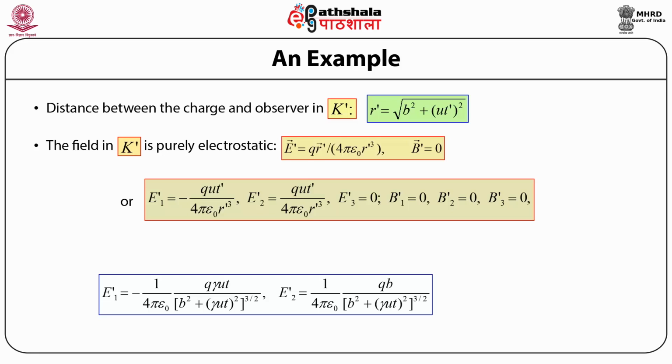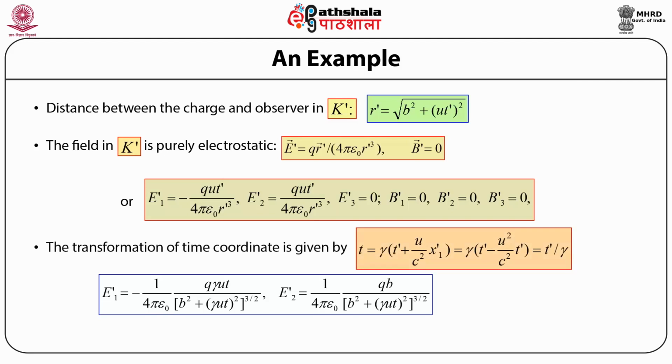E prime subscript 2 is equal to q times u times t prime upon 4 pi epsilon naught r prime cube, and E prime subscript 3 is equal to 0, while B prime subscript 1 is equal to B prime subscript 2 is equal to B prime subscript 3 is equal to 0. In other words, the z component of the electric field in the k prime frame of reference and the x, y, and z components of the magnetic field induction vector in the k prime frame of reference are all 0.